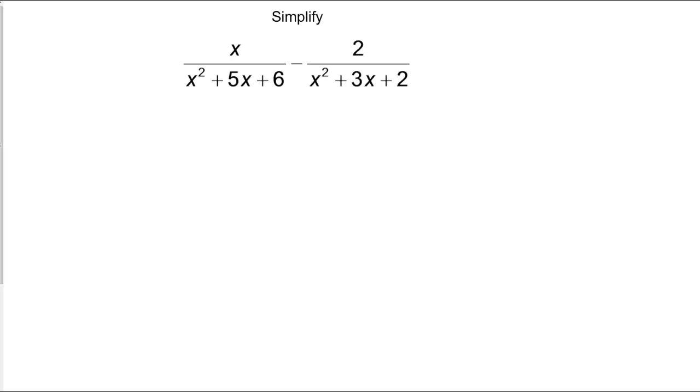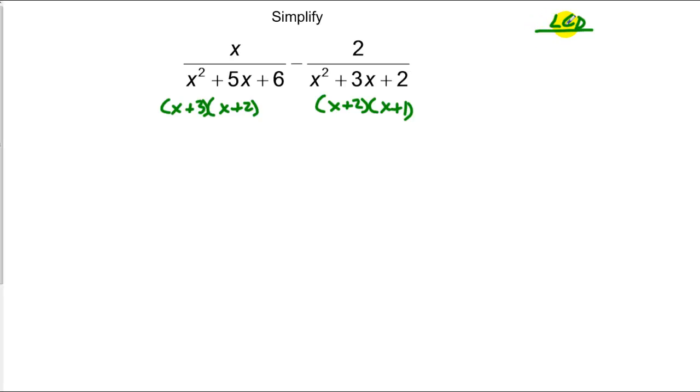Now you notice I have two trinomials in my denominator. Make sure they've been factored. Always factor the denominator first. So I get x plus 3, x plus 2, x plus 2, x plus 1.